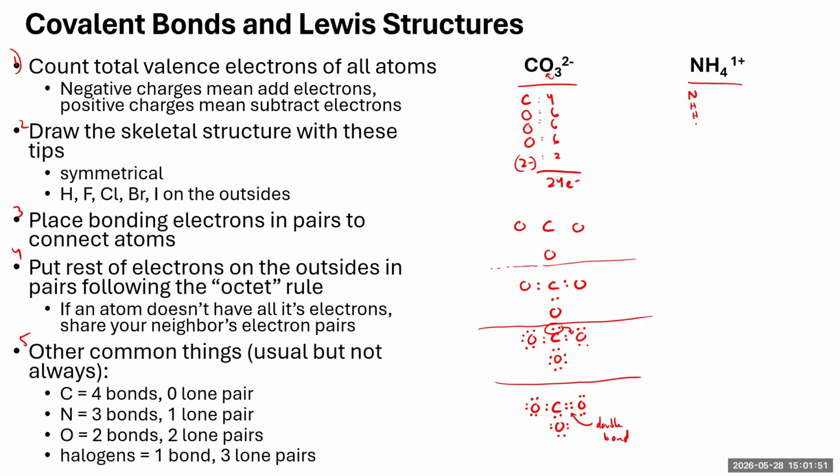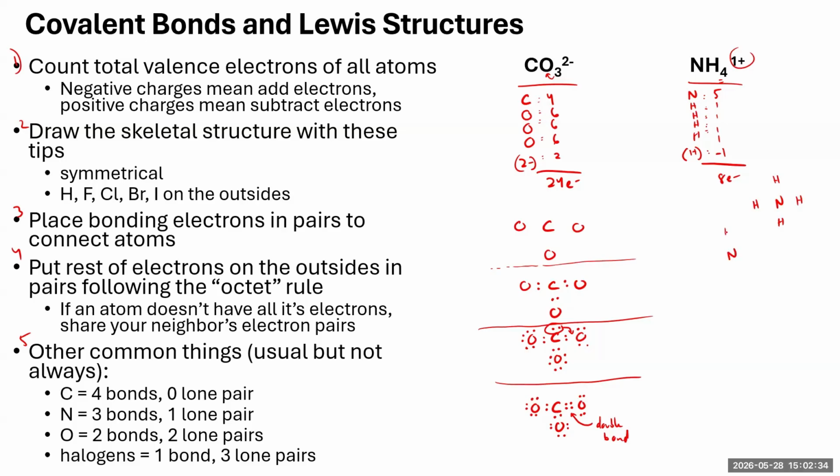Nitrogen, we have 4 hydrogens because of that 4. The 1 plus, let's just put that here in parentheses. So if you have a positive charge, that means you're actually going to subtract 1. Nitrogen has 5, plus 4 hydrogens is 9, minus 1, we have 8 electrons total. The only way I know of to draw this symmetrically is with the hydrogens on the outside.